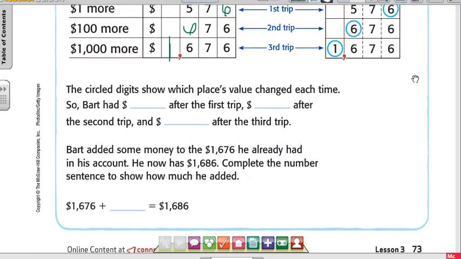So it says the circled digits show which place values change each time, depending on how much money they gave you, right? If they gave you $1, what place value was going to change? The ones. If they would have given him $10, what place value was going to change? Tens. And obviously $100 would be in the hundreds place, and $1,000 would be in the thousands place.